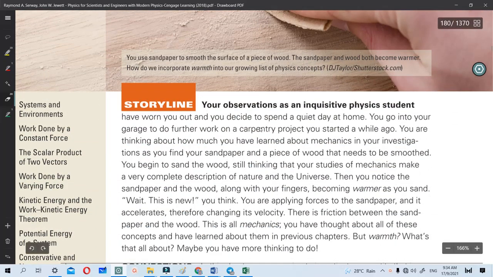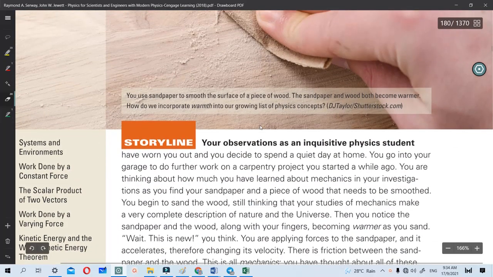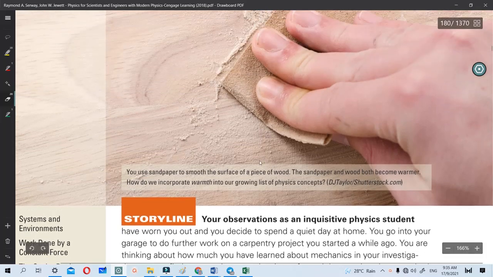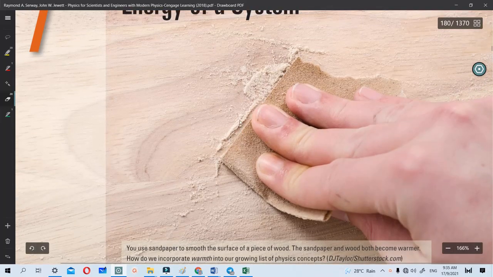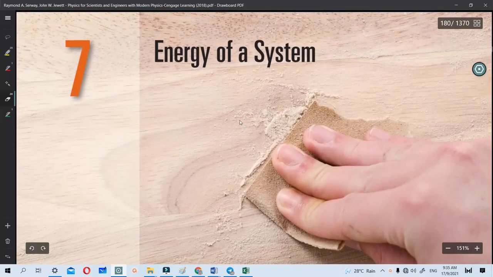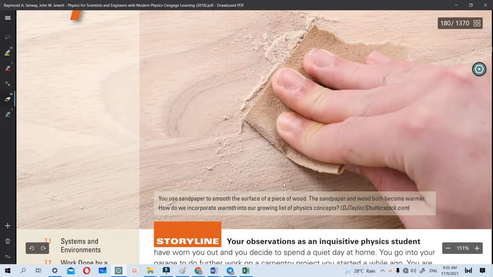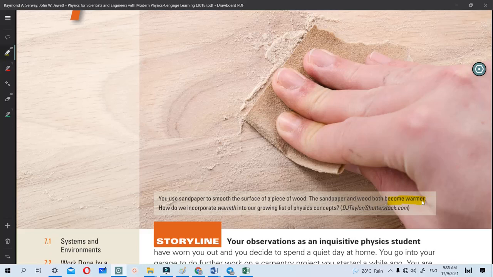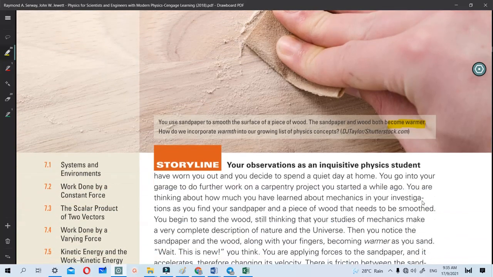Okay, the idea of observation as a student, or perhaps in our daily life. In this book, they provide a sandpaper and a piece of wood that were rubbed against one another, and it turns out that both become warmer. So the term warmth indicates that there is energy involved here, but in the form of heat. So why all of a sudden is this energy here?